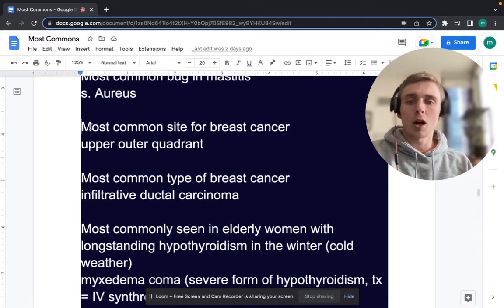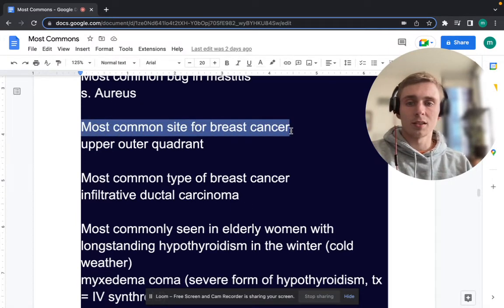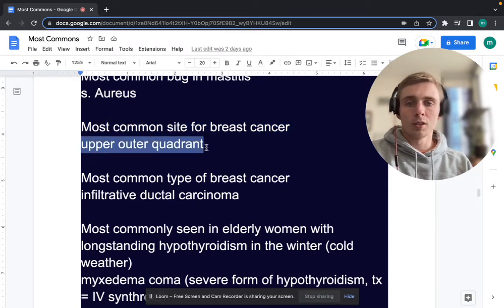How about the most common site for breast cancer? So what's the most common site on the breast for breast cancer? So the most common site of the breast for breast cancer is going to be that upper outer quadrant. So the superior lateral quadrant is going to be the most common site for breast cancer.